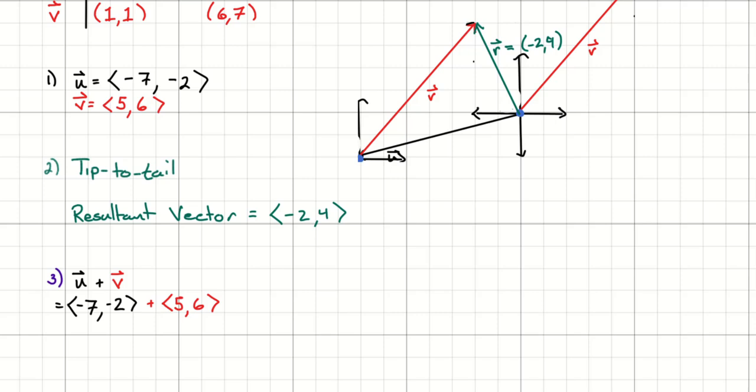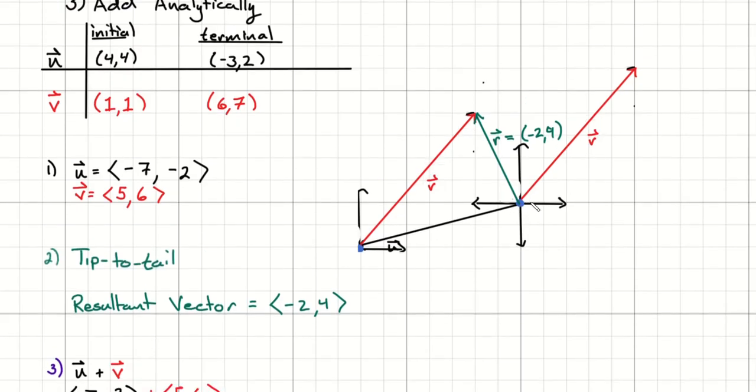If we think about what's going on with this red and the black one, the red one says walk 5 to the right. Do you guys agree with that? The black one says walk how many to the left? And if we did 5 to the right and 7 to the left, how many in which direction would we wind up going? 2 to the left.